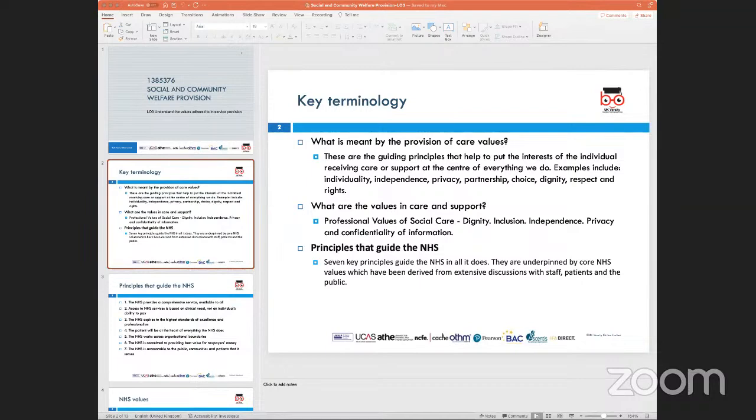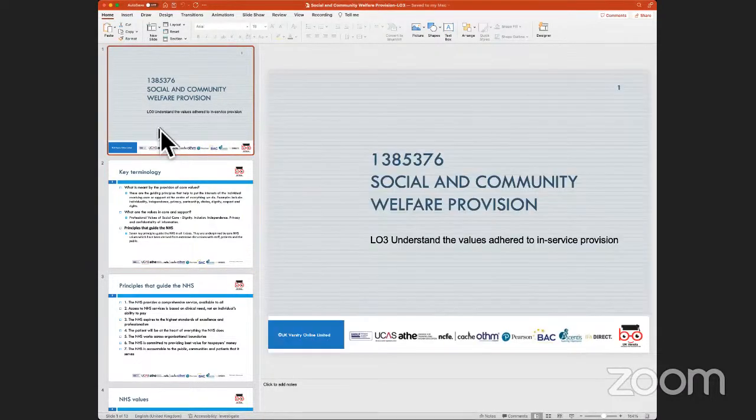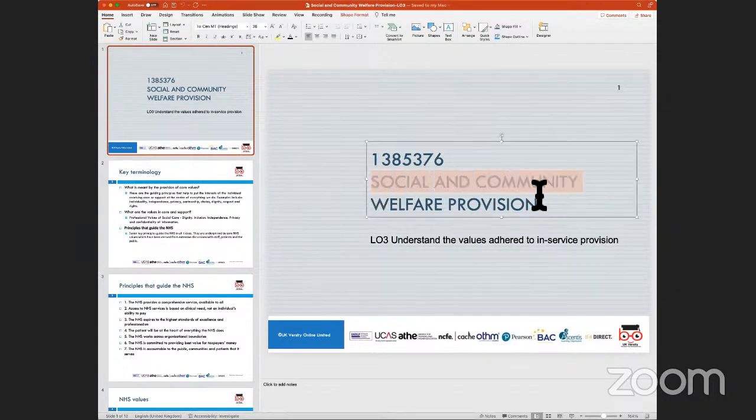So when we look at learning outcome 3 in general, we are looking at understanding the provision. In the first learning outcome, we understood what social and community welfare is, why it was introduced, why it is important to the NHS, and what factors contributed to the creation of this concept. Now, in the third learning outcome, the focus is on the provision.